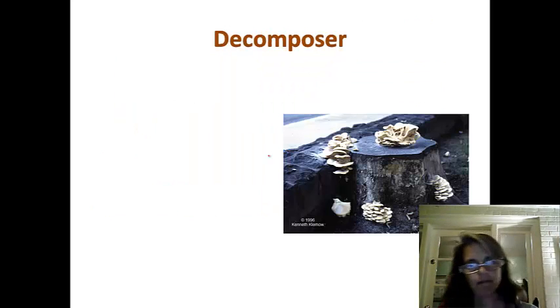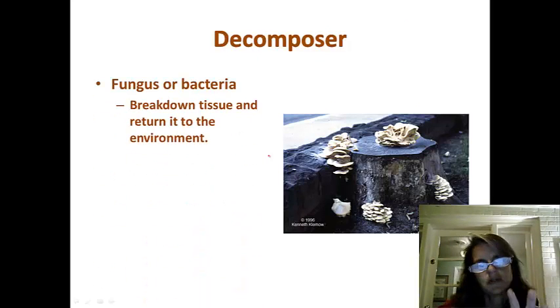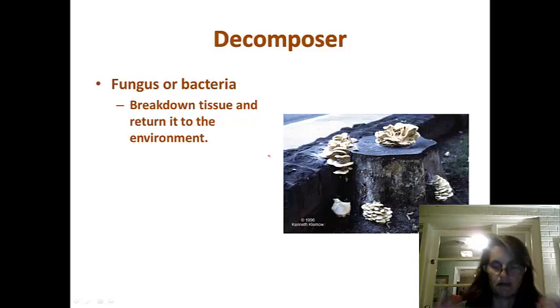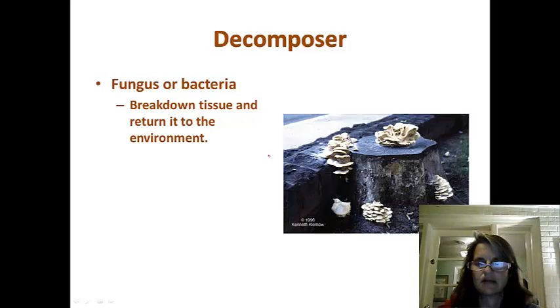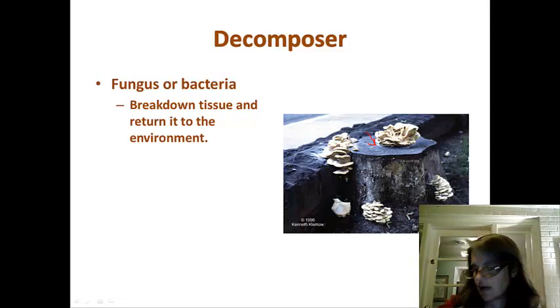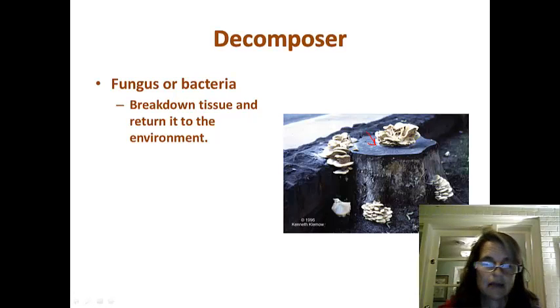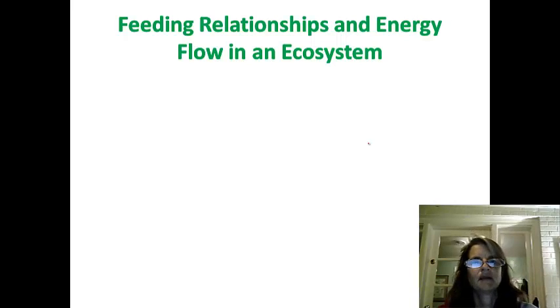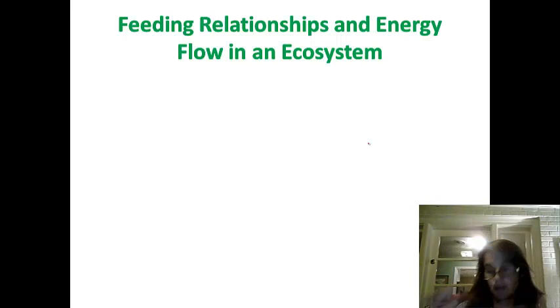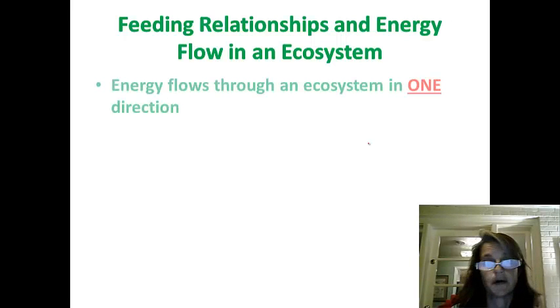Okay. Now, decomposers, at least your textbook is looking at this at more of the molecular level. These guys are going to be doing more of the microscopic decomposition. They're going to break down the tissue and the chemicals in once living tissue and return those things back into the environment. Bacteria and fungus are both going to be doing that. So these guys are decomposing this wood and returning those nutrients actually back into the soil. All right. So to get energy from one place to another in an ecosystem, feeding relationships between different organisms or different populations of organisms is really, really important, okay?